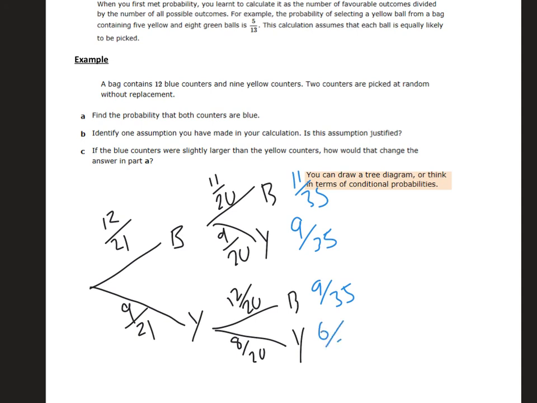And that's getting 2 yellows. Okay, so now let's look at the questions. Find the probability that both counters are blue. So probability of blue and blue. That was 11 out of 35.